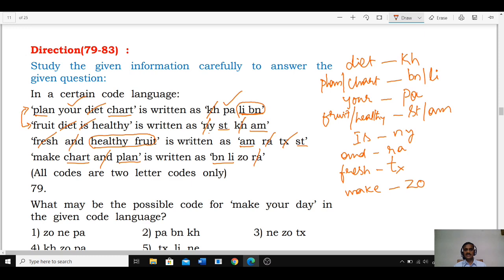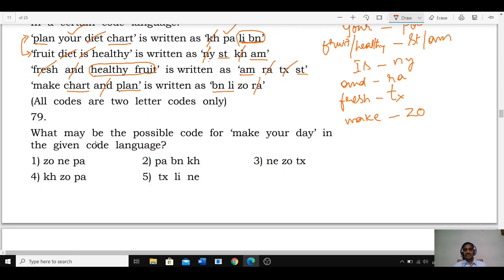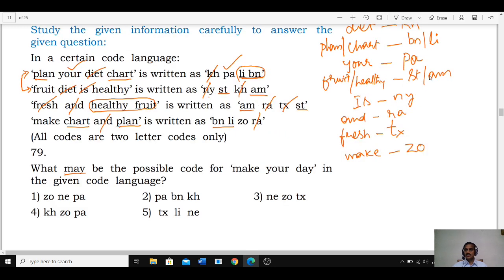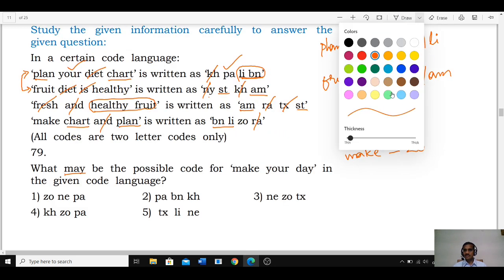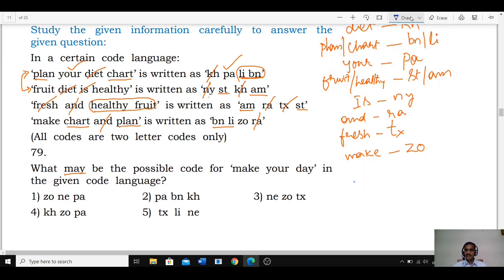These are the words and their corresponding codes. What may be honored? Maybe means it is nothing but a possible code, isn't it? Maybe is nothing but a possible code here. Then tell me what is the possible code we can write. Maybe is a possible code. Then make your day unknown. Make and ZO.